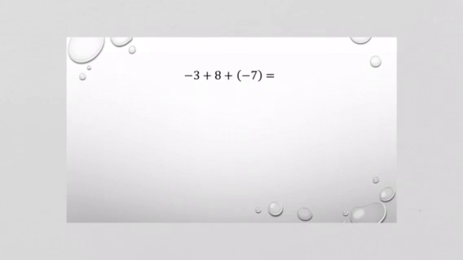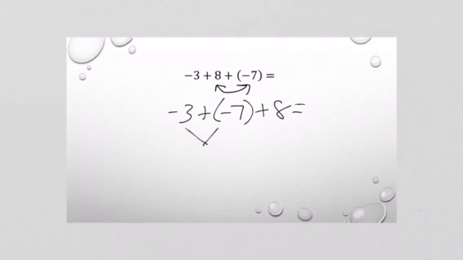So the first thing I'm going to do is use the commutative property to switch the 8 and the negative 7. So now my problem is negative 3 plus negative 7 plus 8 equals 0. And what is negative 3 and negative 7? Well, that's negative 10. And if we add 8 to that, we get negative 2.